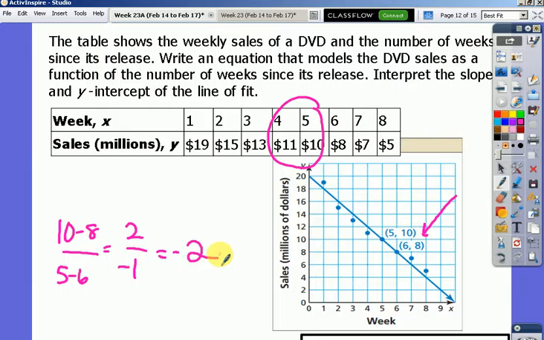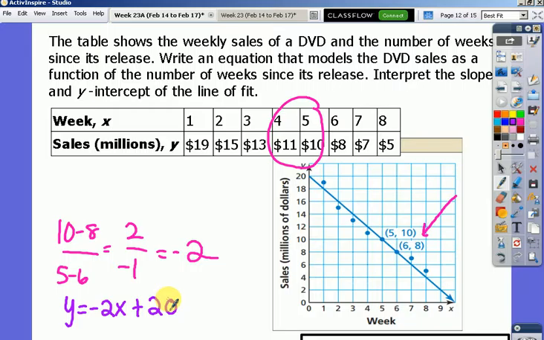Y-intercept. This is the part that we don't really like, but we have to do it. How do I find that y-intercept? We could plug it in and solve for b. Actually, don't they just tell us what our y-intercept is? What is it? 20. So, y equals -2x plus 20.